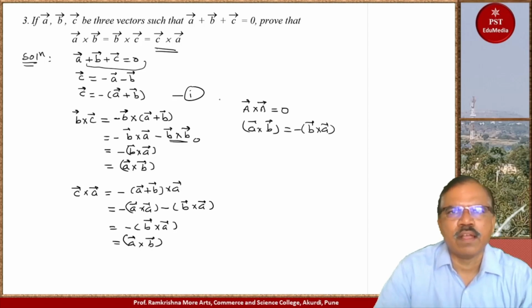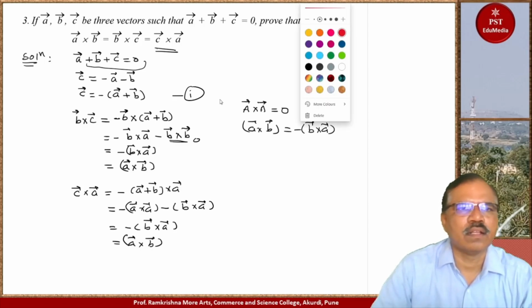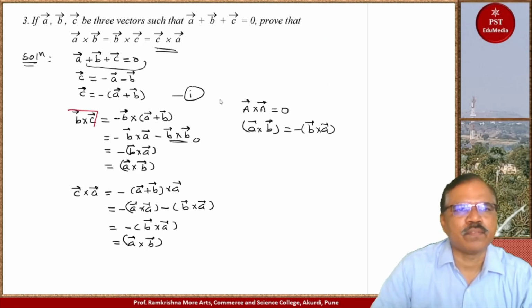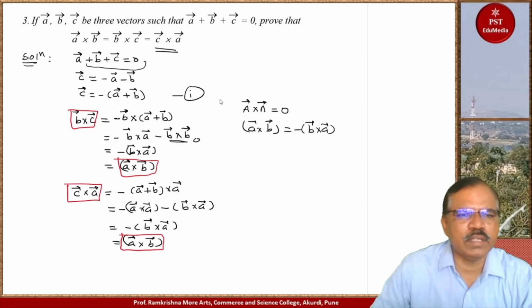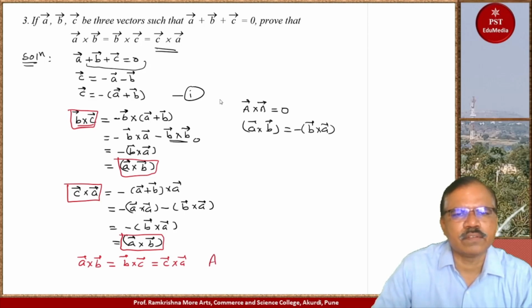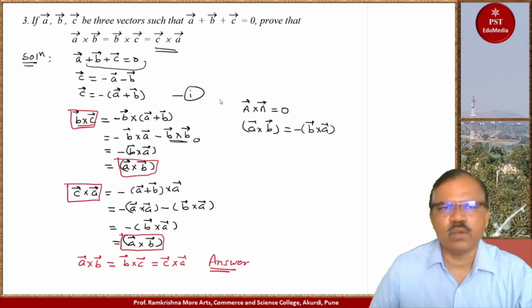Now see here, if we take B cross C, it is equal to A cross B. If we take C cross A, it is equal to A cross B. So we can conclude here A cross B is equal to B cross C, that is also equal to C cross A. So this is the answer. So in this way we can prove.